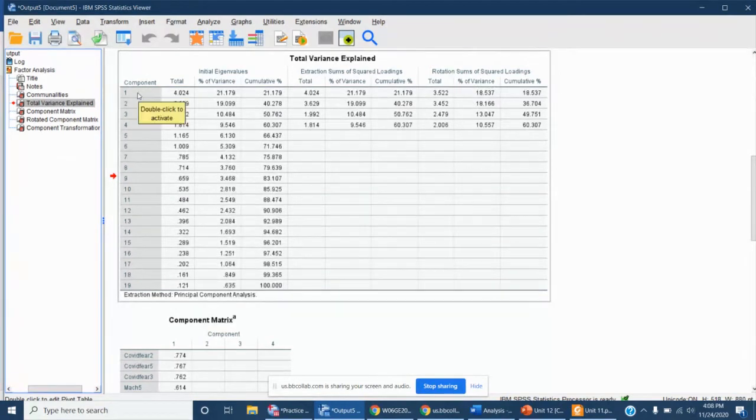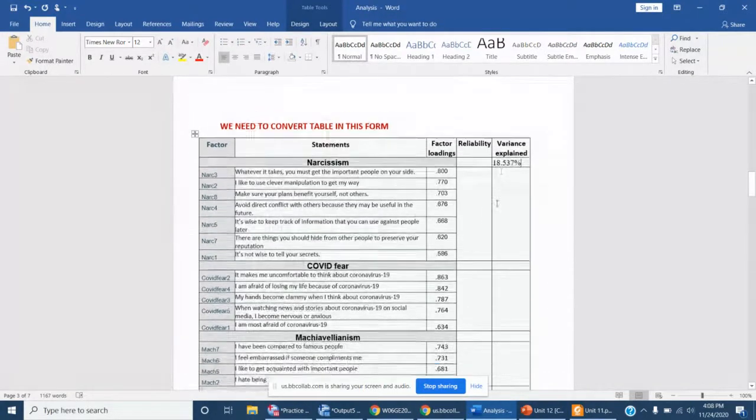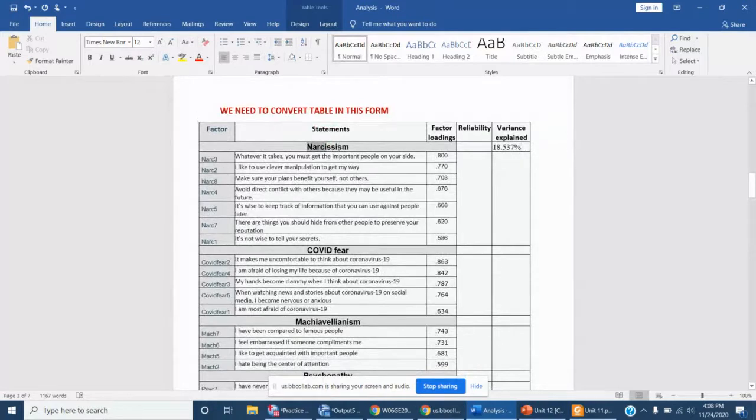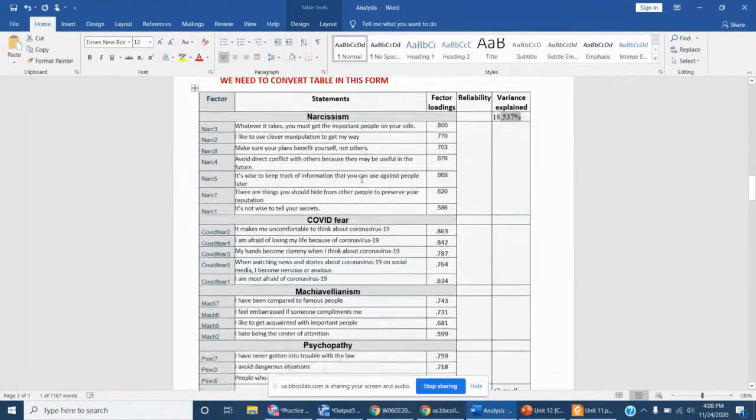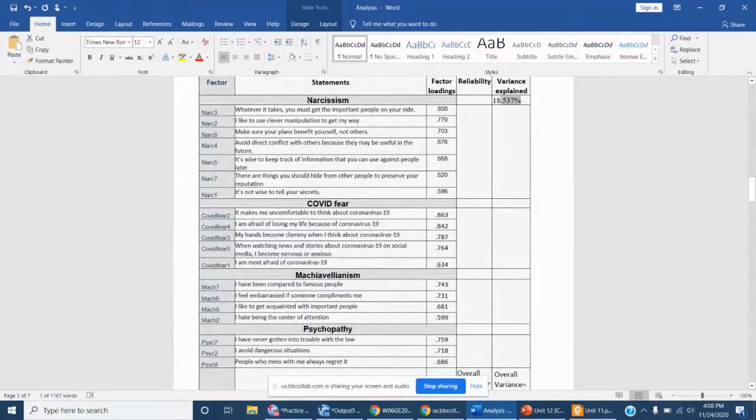So the first factor is narcissism. The variance explained by this factor is 18.537%, so we will write it here. Now what does this variance reflect? It shows how each factor is contributing to the factor solution. The most important factor will contribute more, and the less important factors will contribute less. So our narcissism is explaining 18.537% variation in our data. It is a very, very important factor for us.